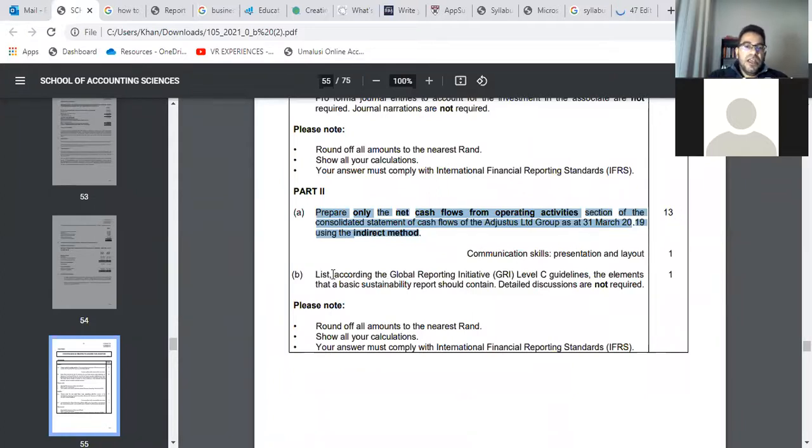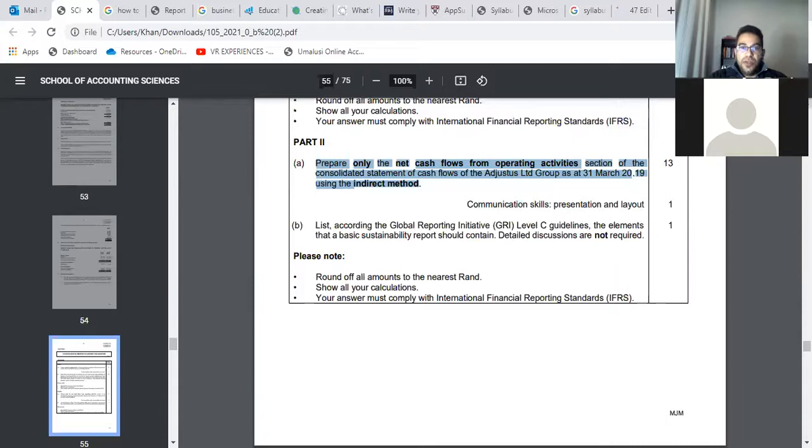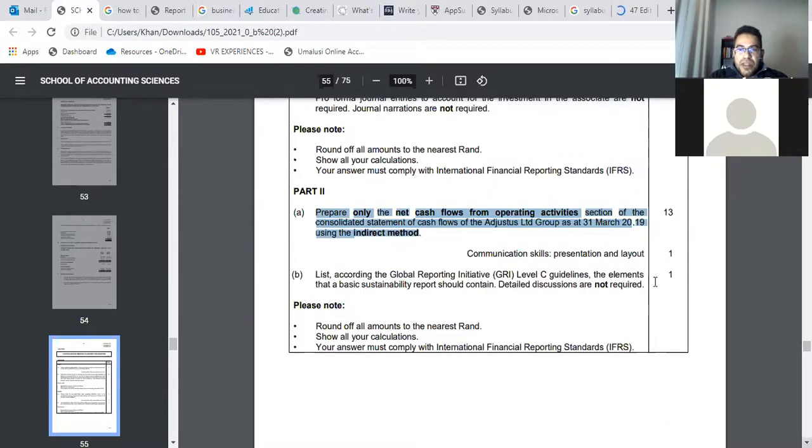Then they say list according to the GRI level C guidelines, the elements, whatever it is, okay? 1 mark. So you can either have a sleepless night on that if you don't know what that is, or you can ignore the 1 mark. It's up to you. For me, I would ignore that 1 mark because I'm going to focus on the big marks. But remember, the year it's 1 mark. It could have been 5 marks. I have no clue what is GRI, Global Reporting Initiative Level C Guidelines. It's fine. We're going to have sleepless nights on that.